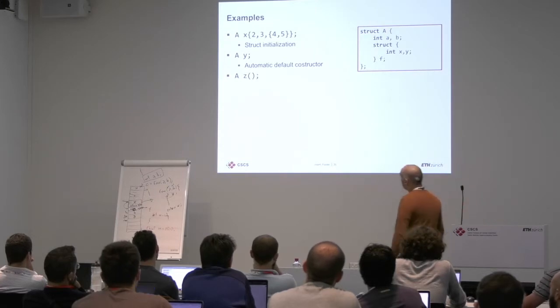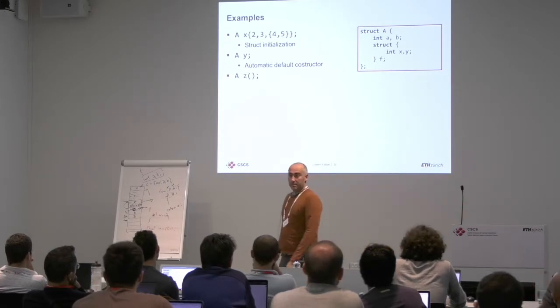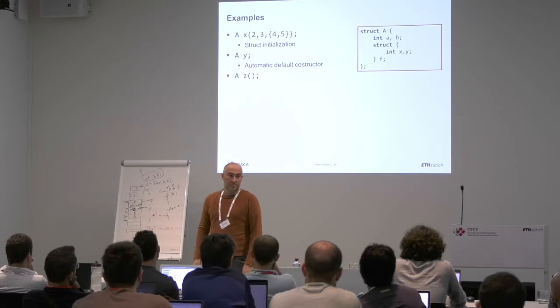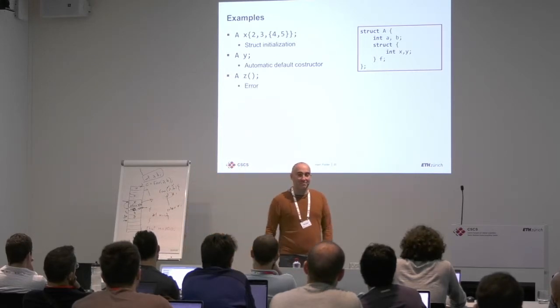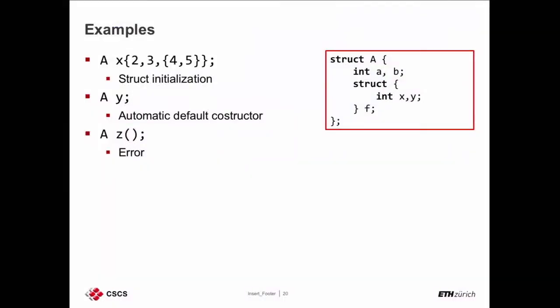This one? Error. It's a function declaration. This is why it's true. It's valid C++ code. But when I see this, I never think this is a function declaration. I always see a construction of an object. And I have to go back and fix my code.